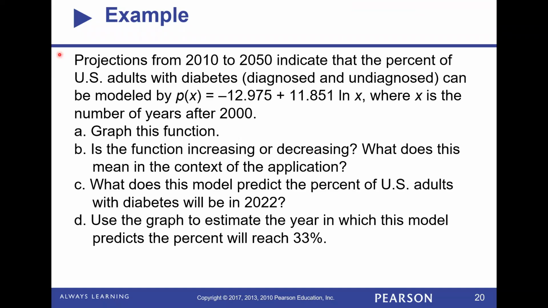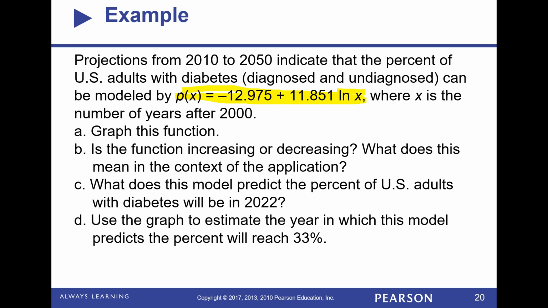All right, so let's look at this word problem. Projections from 2010 to 2050 indicate that the percent of US adults with diabetes, diagnosed and undiagnosed, can be modeled by the following function. If they show you a model, it's normally super important, so let's highlight that. They gave me a formula: negative 12.975 plus 11.851 natural log of x. Everybody see that? Natural log of x.